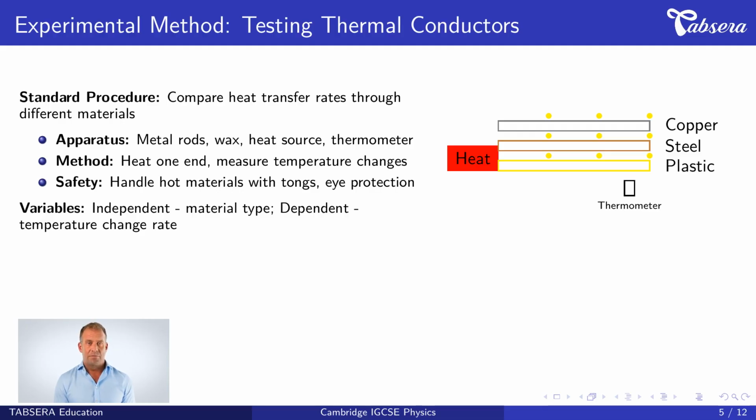Safety is paramount. The hazards include burns from hot materials and eye damage from bright flames. Therefore, you must handle hot materials with tongs, wear safety goggles, and ensure adequate ventilation. The variables are: independent variable is material type, dependent variable is temperature change rate, and controlled variables include rod dimensions and heating time.